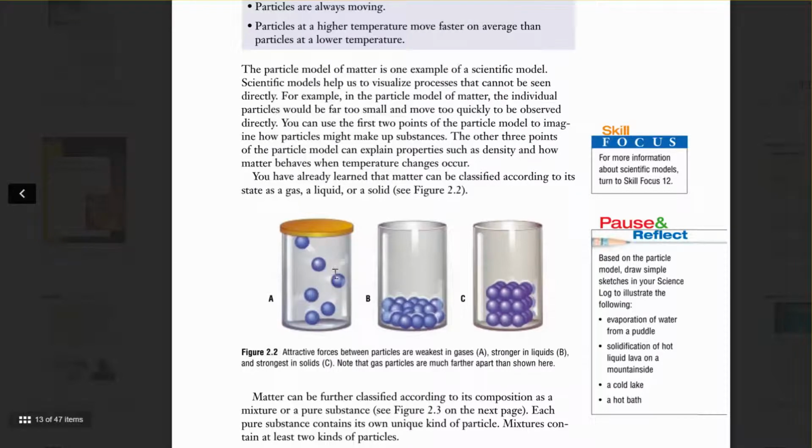If you remember, remember gas, liquid, and solid. Particles are moving faster in a gas, right? They're actually able to escape their bonds. They have a higher kinetic energy too.